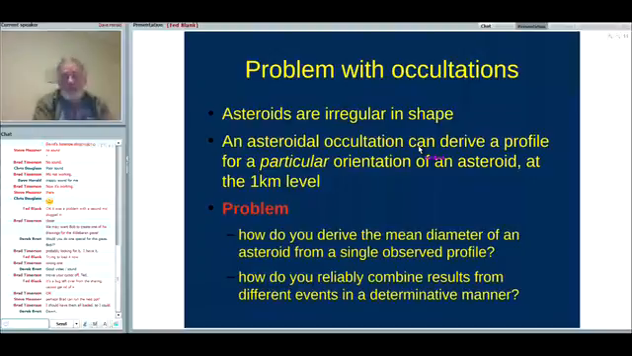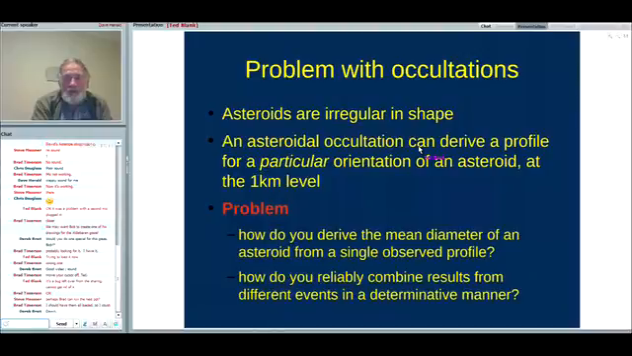Okay, occultations. Is it straightforward? Well, no. As we all know all too well, asteroids are irregular in shape. They're not nice, smooth balls like a soccer ball.